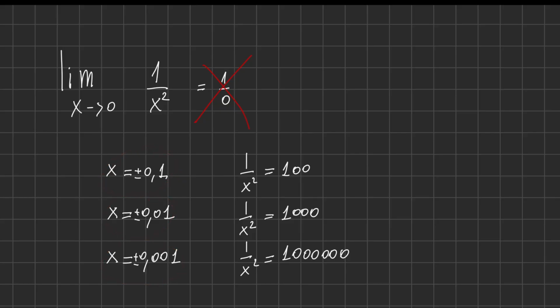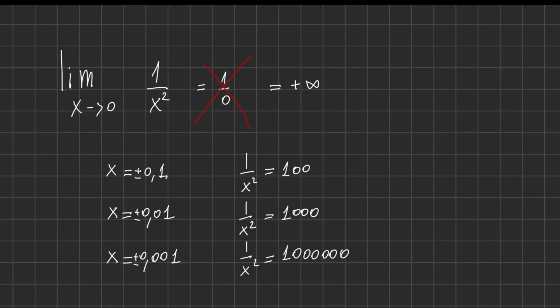So whenever we see this behavior, meaning that when I'm getting closer and closer to some value for the x's, and then my function gets bigger and bigger, we say that our function is going to plus infinity. So we can conclude that this limit is exactly equal to plus infinity.